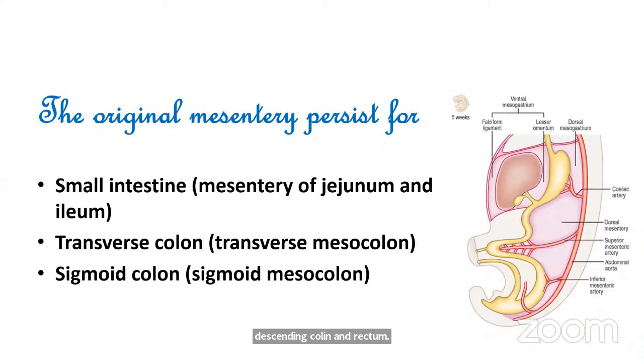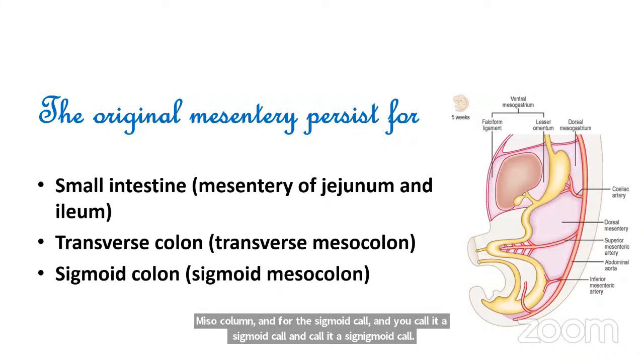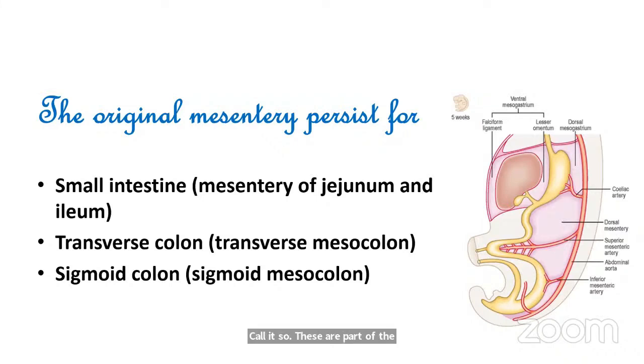And in which places will you get the original mesentery? You will get the original mesentery for the small intestine, the mesentery of jejunum and ileum. Then for the transverse colon, you call it transverse mesocolon. And for the sigmoid colon, you call it sigmoid mesocolon. So these are part of the mesentery. In the beginning, you call everything mesentery. That is why we say original mesentery. And this will be modified according to the region. That means mesentery of jejunum and ileum in the small intestine, transverse mesocolon in the transverse colon, sigmoid mesocolon in the sigmoid colon.